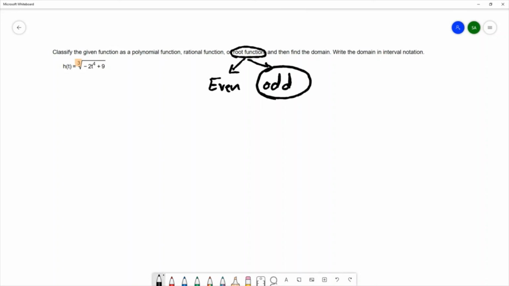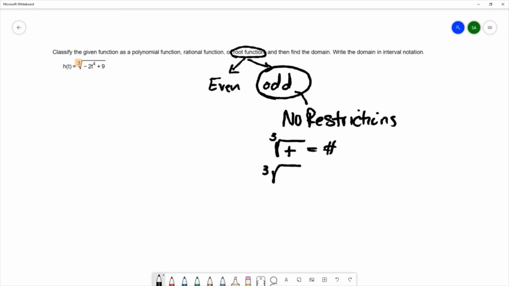Now the thing that's interesting about odd roots is that there are no restrictions, meaning that you can take the odd root of a positive number and get a real number. You can take the odd root of 0, and that's 0, which is a real number, and you can take the odd root of a negative, and that's a real number. So we have no restrictions on odd root functions.